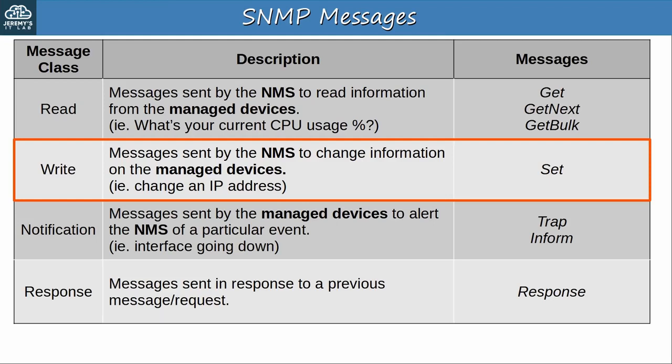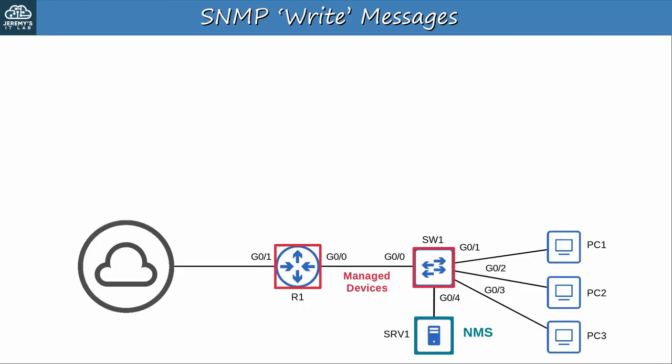Next up, the write messages. And actually there is only one kind of message, which is set. These are sent by the NMS to change information on the managed devices, to change the value of a specific variable, such as changing an IP address. Just like with the get message, I already showed you an example of an SNMP set message, when server 1 made R1 change the IP address of its G01 interface, but I'll demonstrate again.